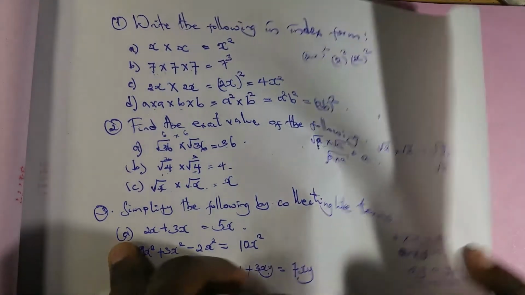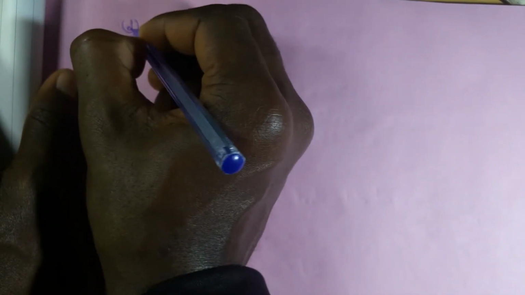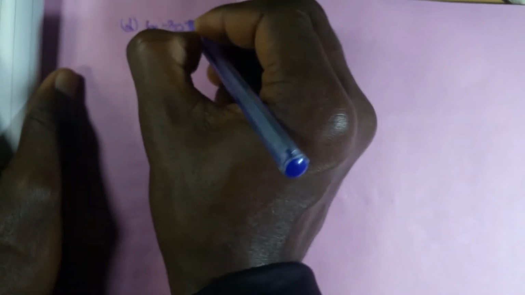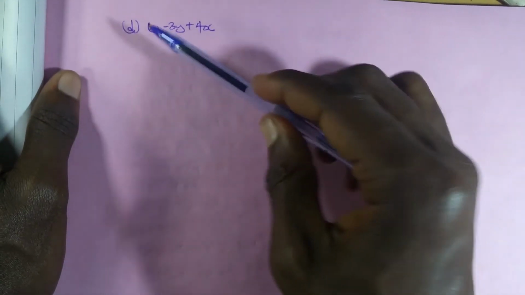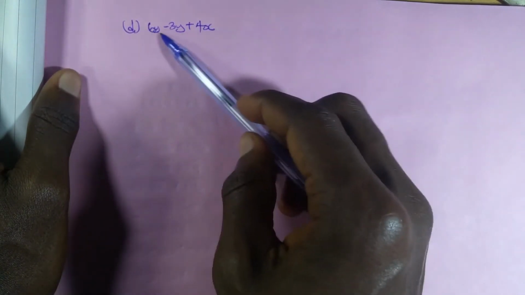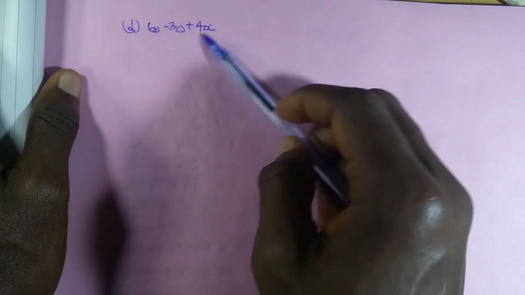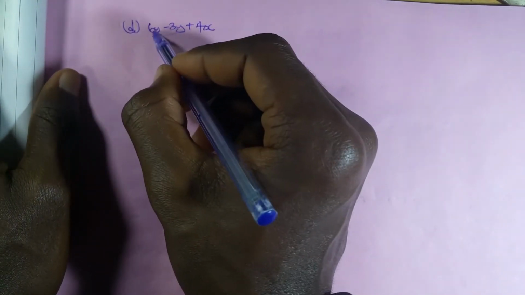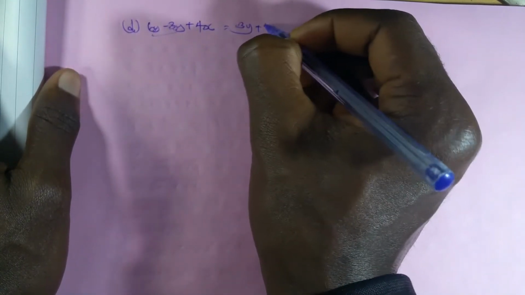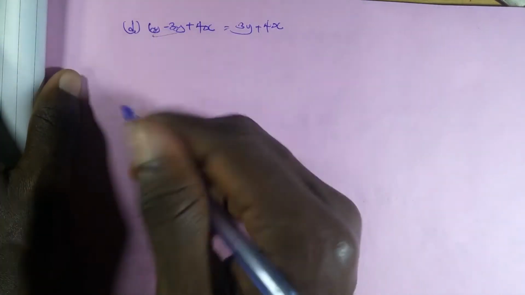Okay, we check another one, let us say D. Let us say we have 6y minus 3y plus 4x. Here you need to realize the terms we have are y and x. We have 2 terms, so we just collect like ones. We collect y separately and x separately. For y, we have 6y minus 3y to remain 3y, then plus 4x. Those are the terms we have, and we have collected them, with y separate and x separate.